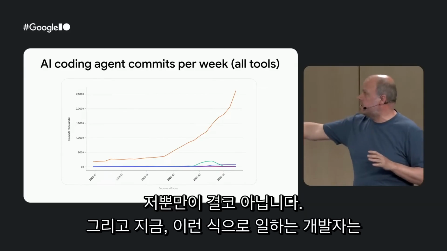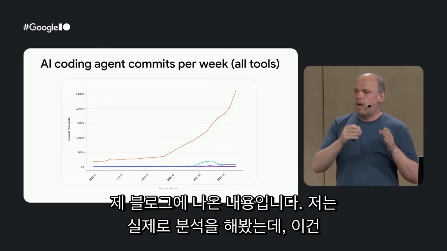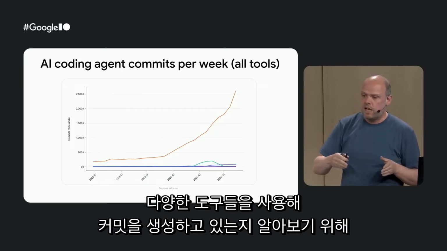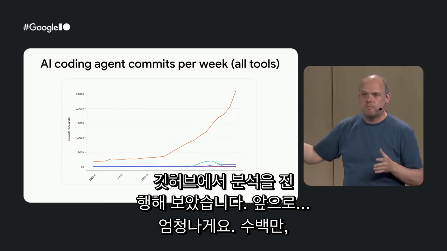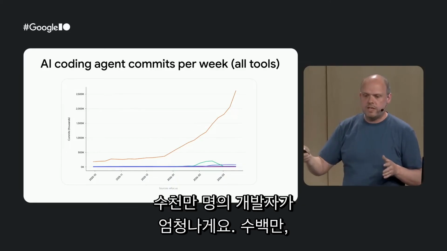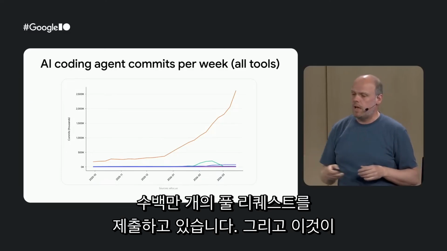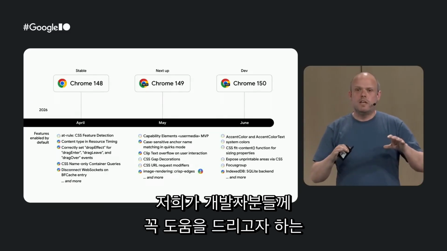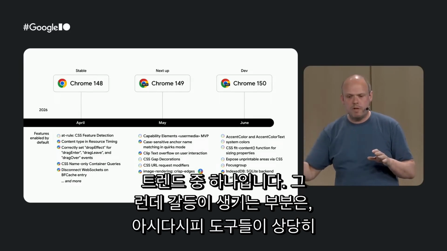Now, I'm definitely far from the only developer doing this. This is from my blog, but I ran some analysis across GitHub to understand how many people are using all the different tools to create commits. It's going crazy. Millions and millions of developers are submitting millions of pull requests every day with agentic tools. And so this is one of the trends that we want to make sure that we're able to help developers with.